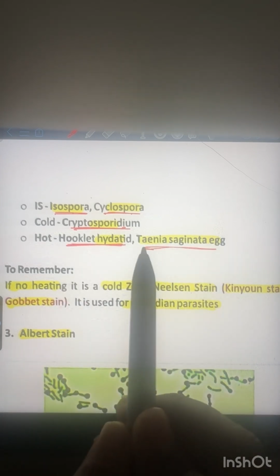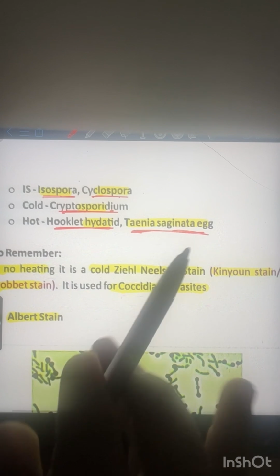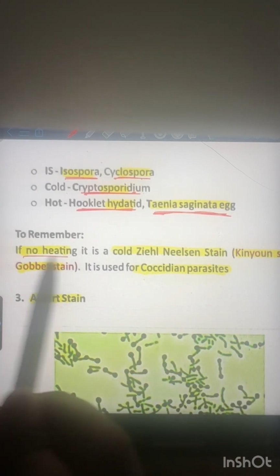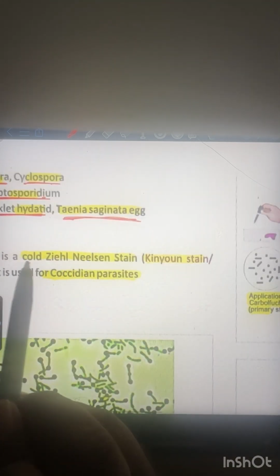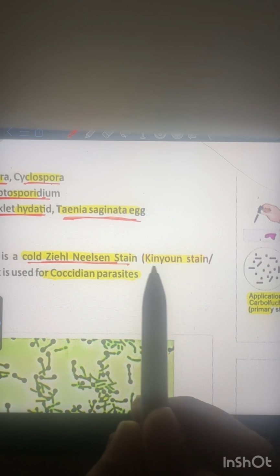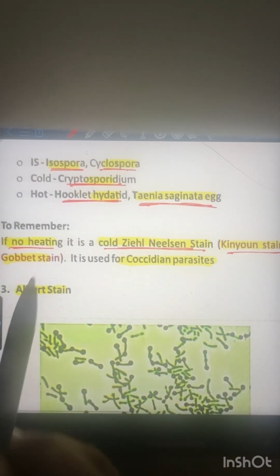Taenia ka egg. You will ask me, ma'am, which taenia? Taenia saginata, taenia solium. Go for the T. Taenia saginata egg. That is why I said hot T. Taenia saginata egg is going to be acid fast. So my nose is cold and hot. These are all the acid fast things.